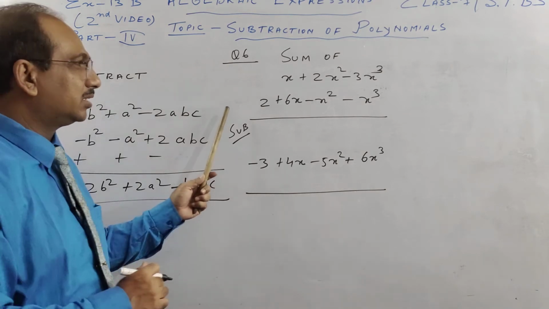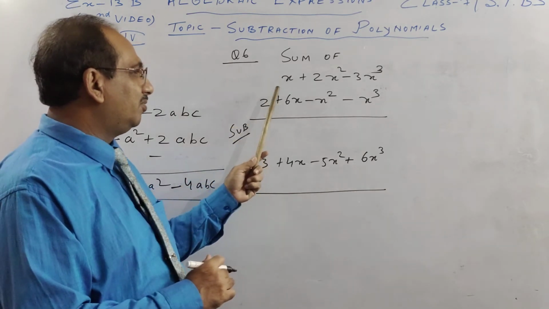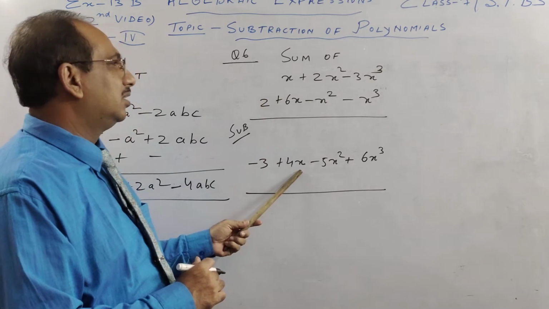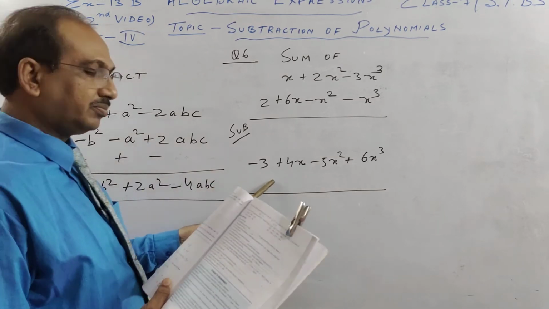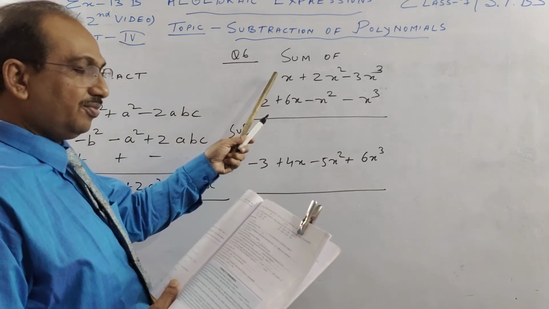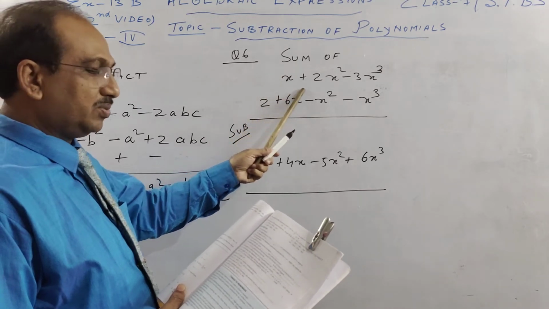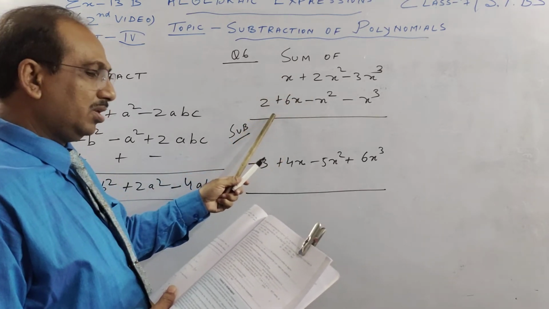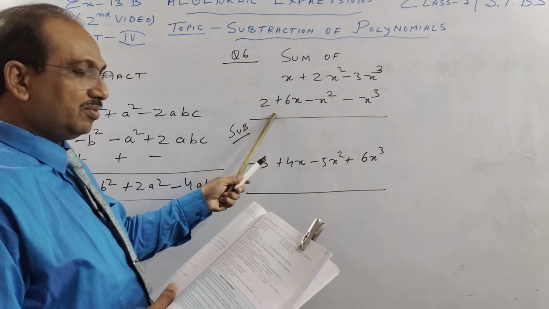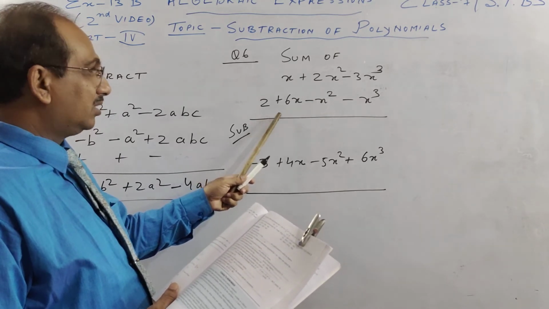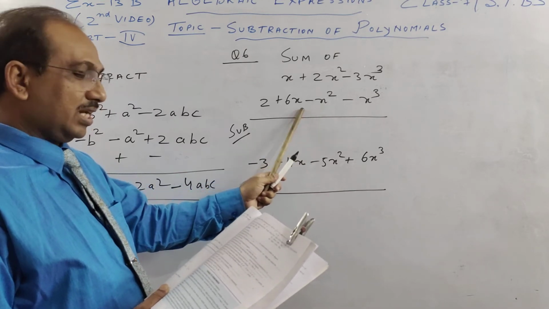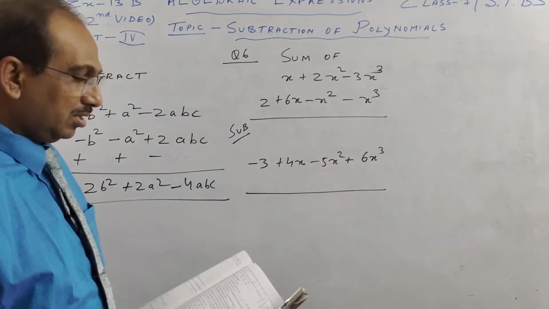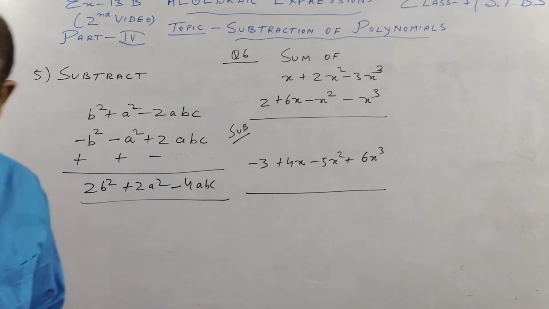Next, question 6 is quite nice. From the sum of this and this, subtract this. So if you read the question properly, question number 6, children, subtract this from the sum of this: x plus 2x square minus 3x cube, and 2 minus x square plus 6x minus x cube. Here I have changed the order. So here we have to subtract. See here, first we add.